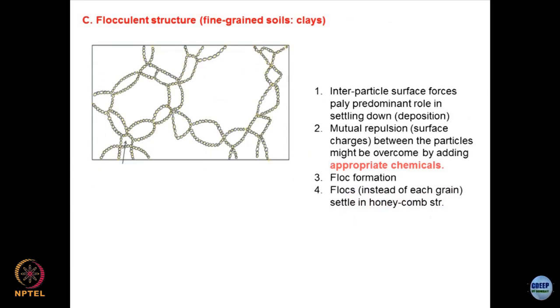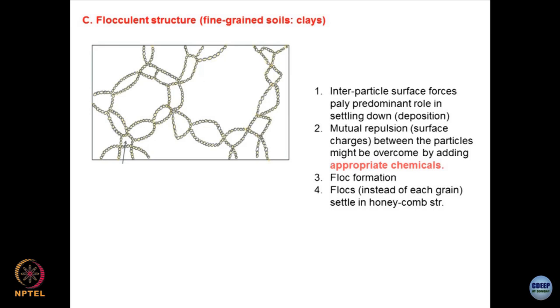Alright. Okay. So, coming to another type of structure, this is what is known as a flocculant structure. Flocks. I am sure you must have come across flocks. Mostly the fine grained soils, clays. Alright. And clays are of the size 2 microns, typically 2 microns. So, this structure would have interparticle surface forces, which play a very predominant role as far as the deposition is concerned. The mutual repulsion is very, very strong. However, this type of repulsion can be nullified if I inject some chemical into it. And that is the genesis of stabilization of the soils, which we were discussing in the previous lecture. So, stabilization of the soils can be done by injecting some chemicals which would nullify the charge. Alright.